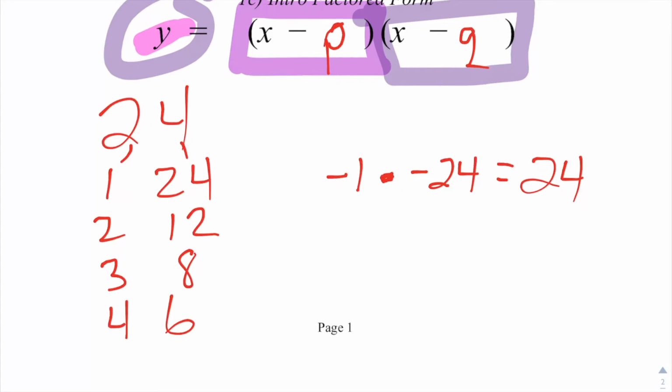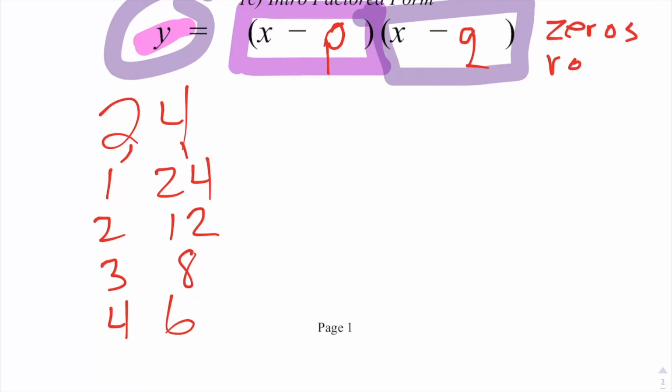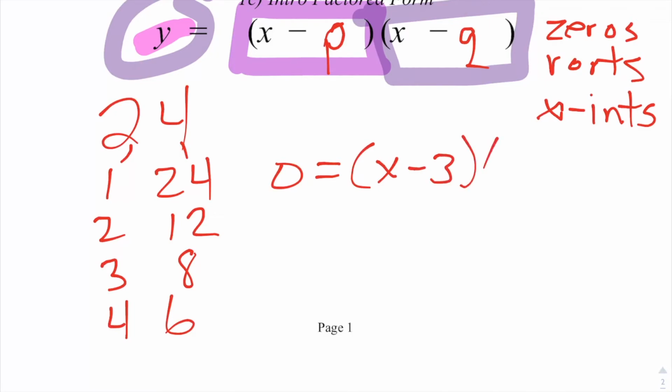And then in quadratics, what's going to happen most of the time when we're using factored form is we're going to be using it to find those things that I talked about earlier: the zeros, the roots, and also the x-intercepts, which are all the same thing. That's what the x-intercepts are called in quadratics. So what will happen is you'll have something like 0 equals x minus 3 times x minus 2, and that is what a factored form of that quadratic looks like.